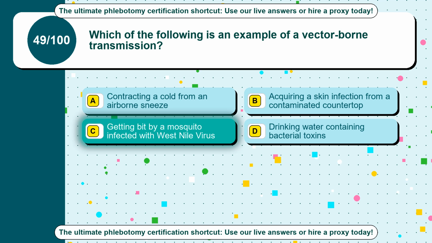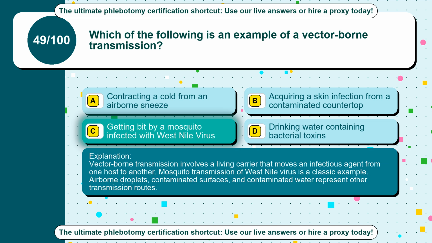The correct answer is option C, getting bit by a mosquito infected with West Nile virus. Vector-borne transmission involves a living carrier that moves an infectious agent from one host to another. Mosquito transmission of West Nile virus is a classic example. Airborne droplets, contaminated surfaces, and contaminated water represent other transmission routes.